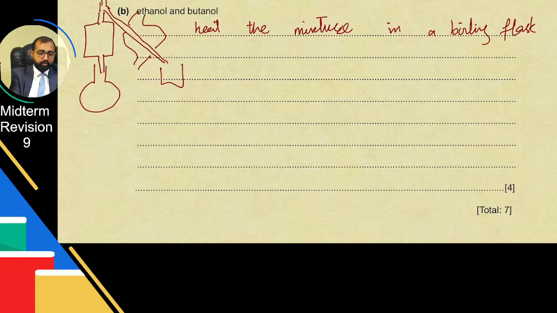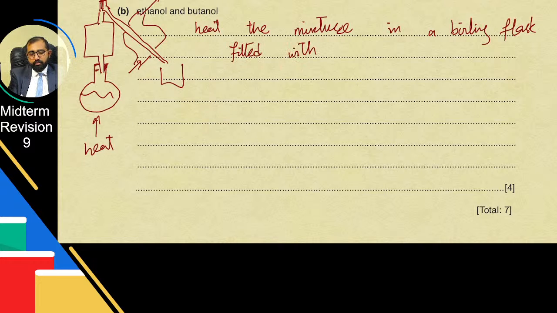ठीक है? And of course, I need to put a thermometer and seal this thing. Okay, seal this thing as well. Okay, and then heat from here. This is my mixture, water in, water out. All of that is just telling me fractional distillation in a boiling flask fitted with fractionating column.